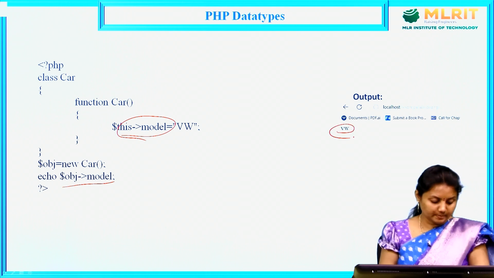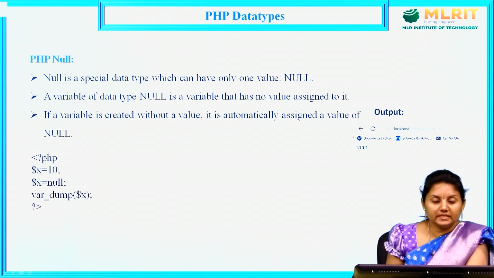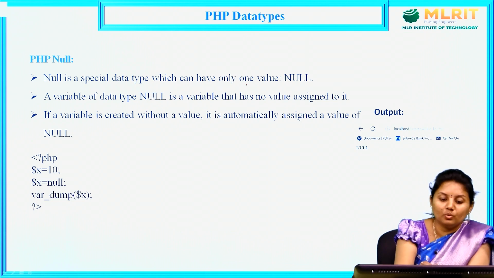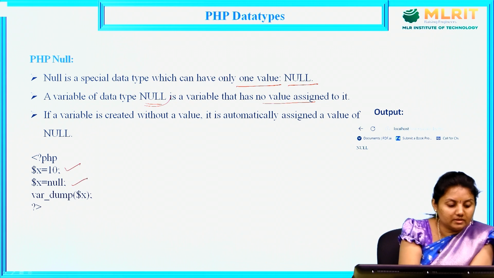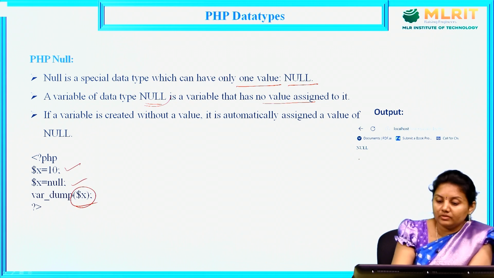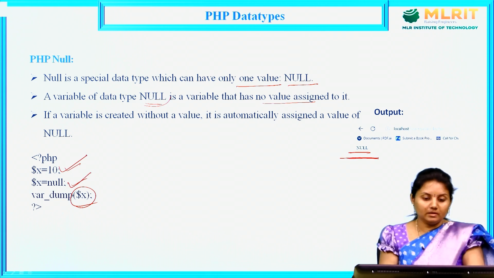And that model will be printing what? Your VM. Then PHP null. Null is a special data type which can have only one value, which is null. A variable of data type null is a variable that has no value assigned to it. So x equals 10 and then x is null. So with var_dump, what will you get? Null only, even though you have given 10. So null is getting printed.